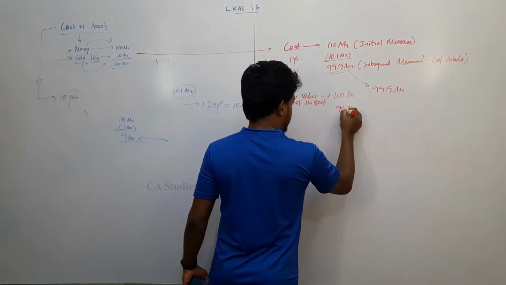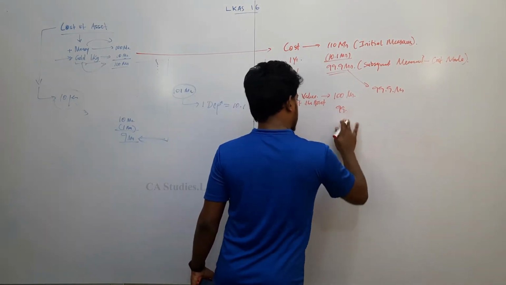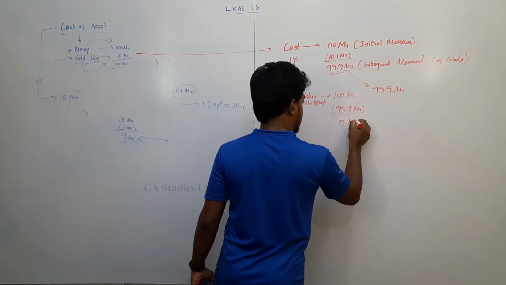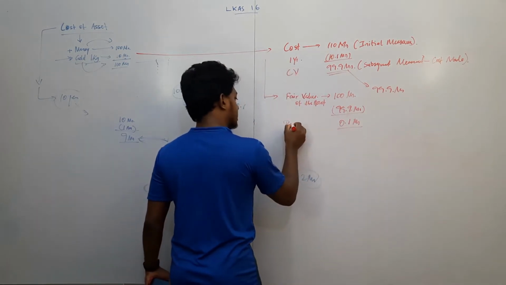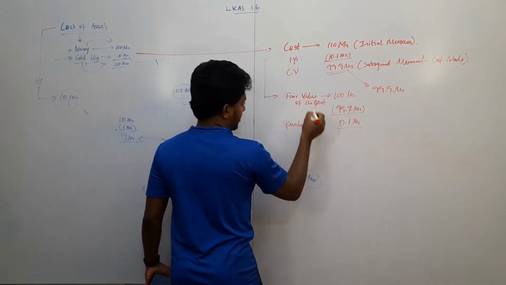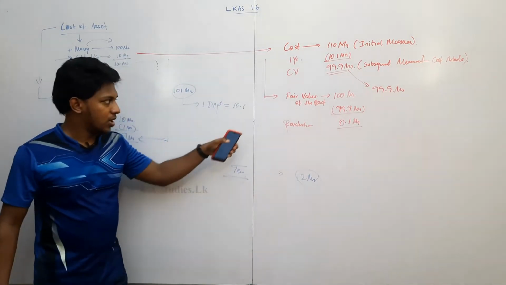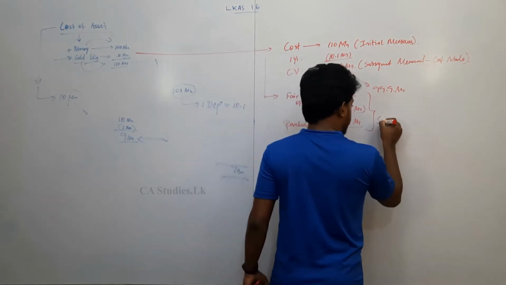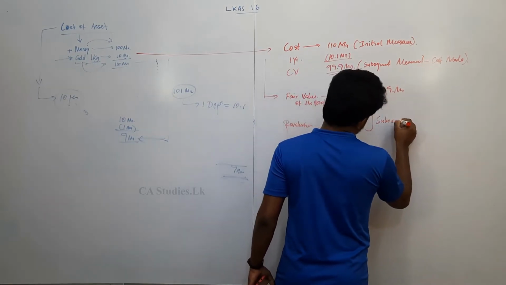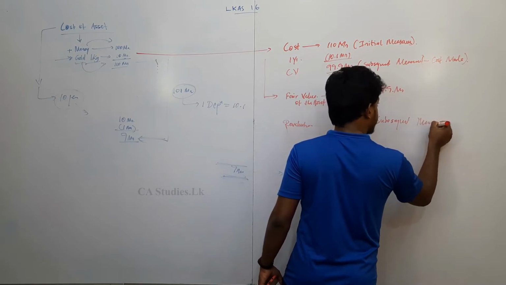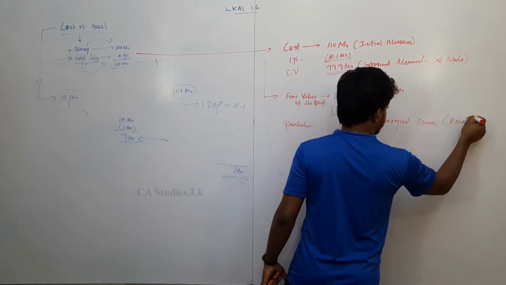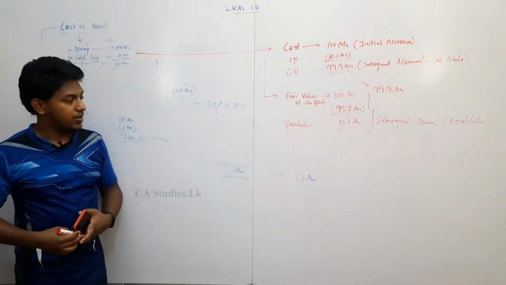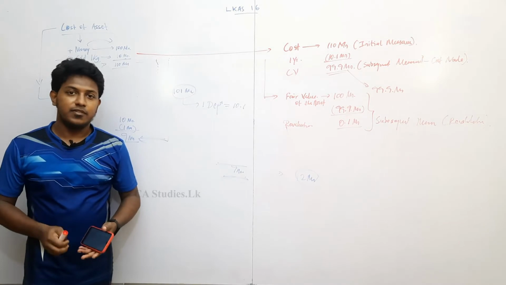So the company revalues it, and 0.1 million is the revaluation surplus. If this model is used, this is called subsequent measurement, the revaluation model. This is the simple explanation. Now we have the double entry.